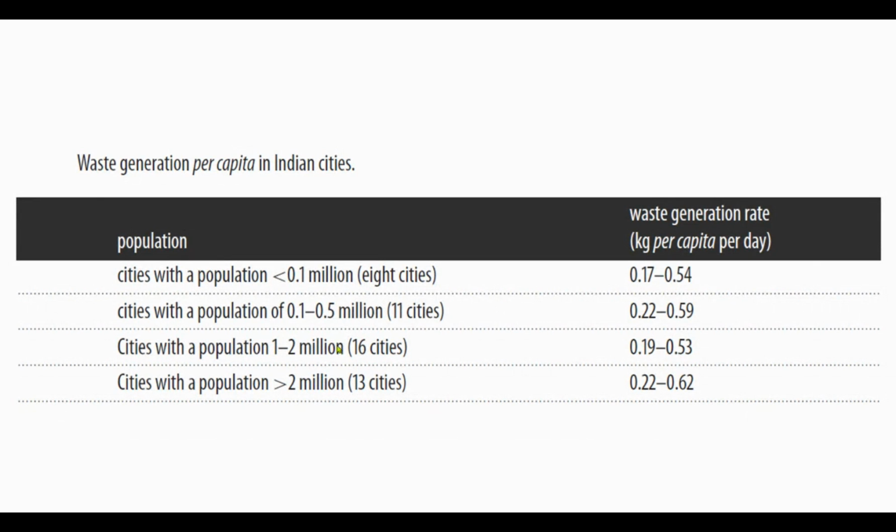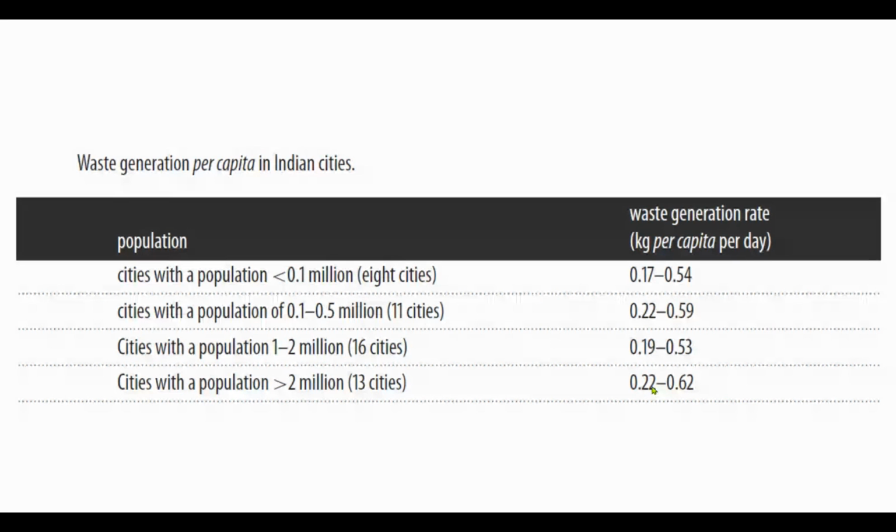Waste generation per capita in Indian cities, as per population: the waste generation rate per capita per day. Based on the table I showed, you can clearly understand that the data point 0.17 to 0.54 per day is a really huge amount. And for cities with a population greater than 2 million, 0.22 to 0.60 kg per capita per day is already a serious problem for mankind.